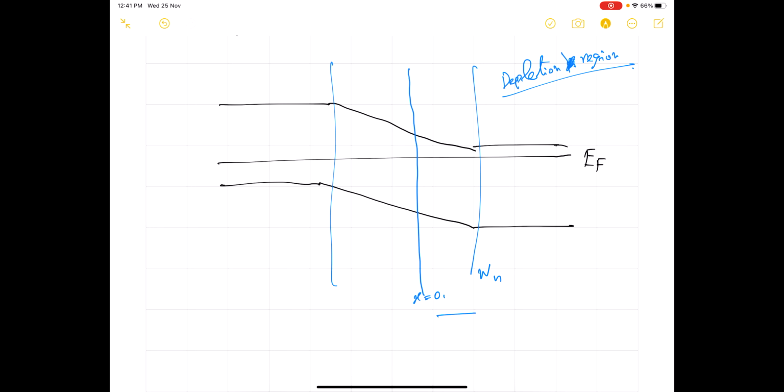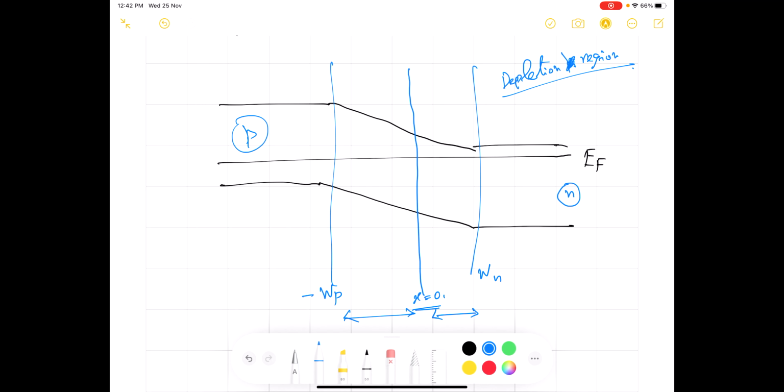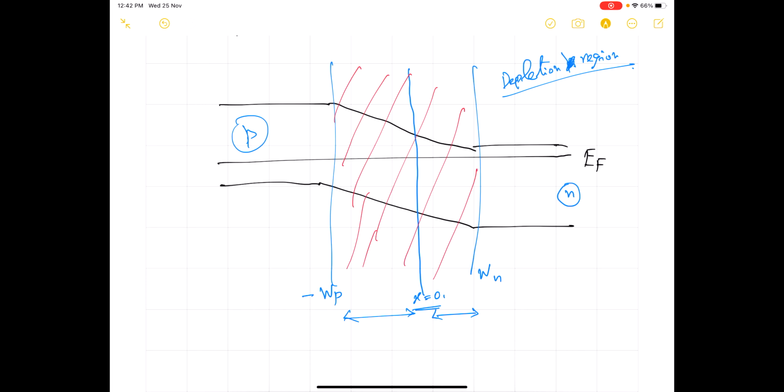Wn is the width of the depletion region in the N side, in the N-type doped region. Whereas this is, if x equal to 0, let's consider minus Wp. So Wp is the width of the depletion region in the P-type doped region. Now if there is charge neutrality, obviously in this region there is no free charge, right?